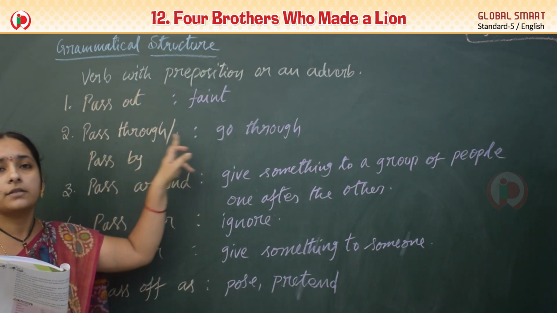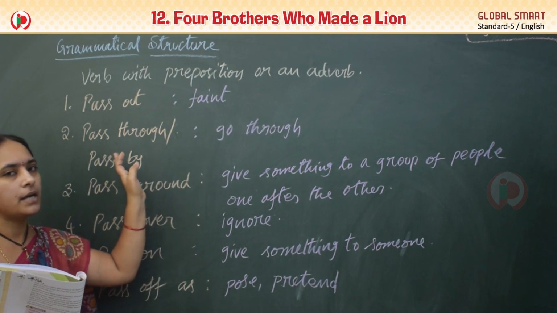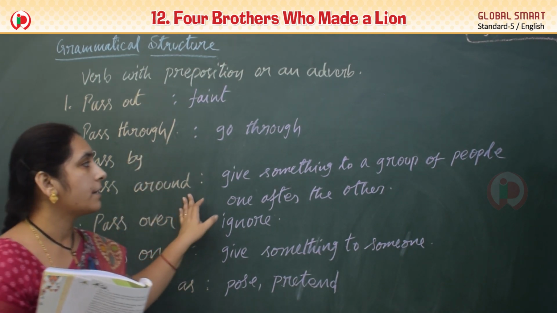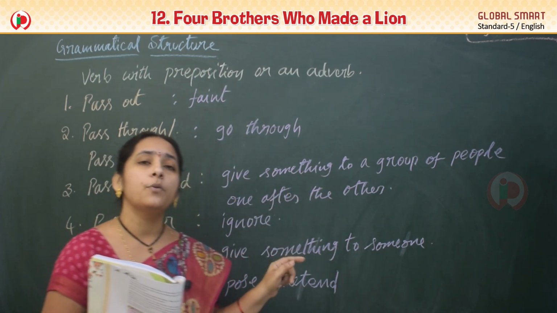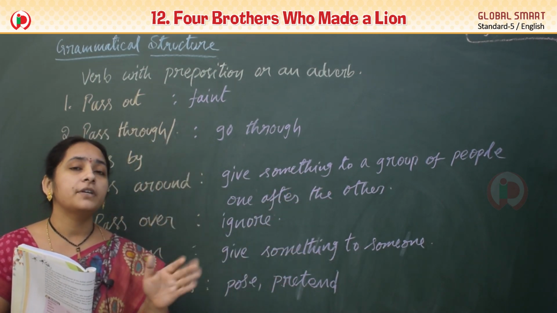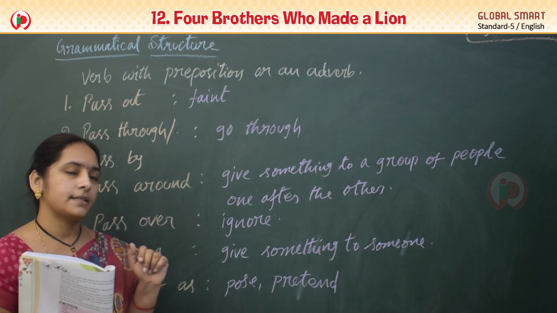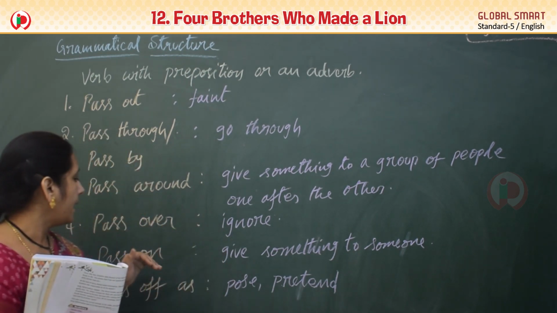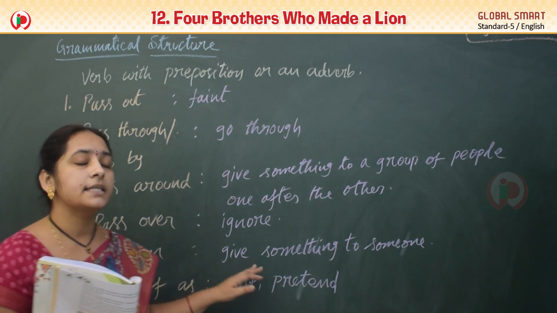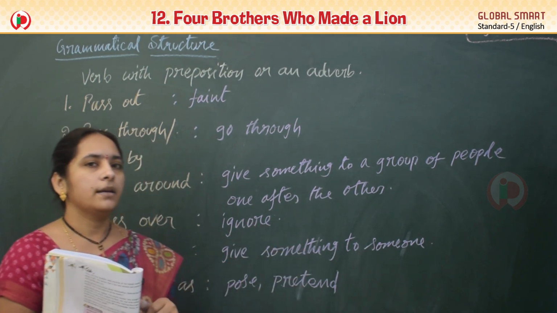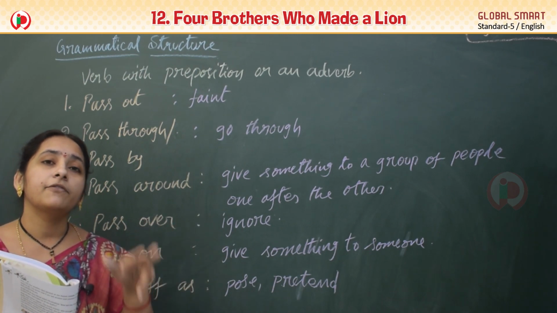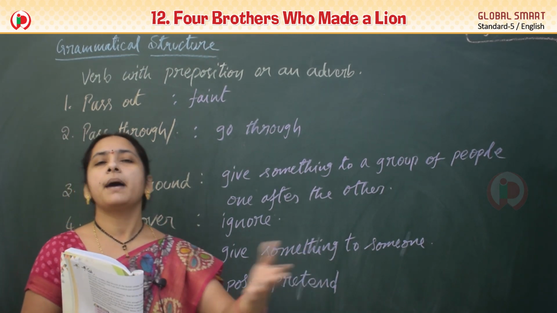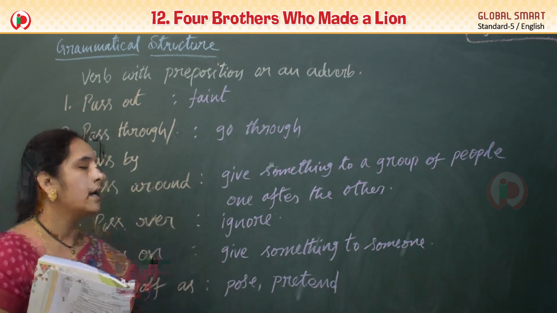Pass through. Pass through means go through. Pass by or pass through, both have the same meaning, go through. And next one, pass around. Pass around means give something to a group of people, one after another. Pass over. Pass over means ignore it. And next one is pass on. Pass on means give something to someone. One after another, if we give it, that is pass around. If we give something to others, please pass on this.